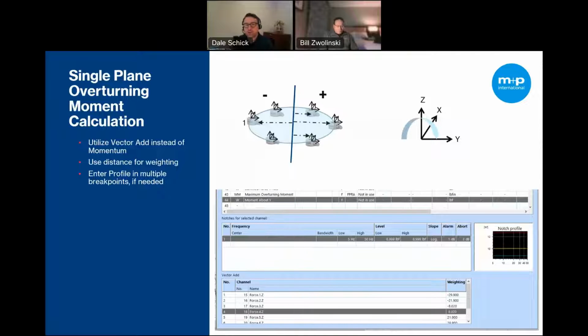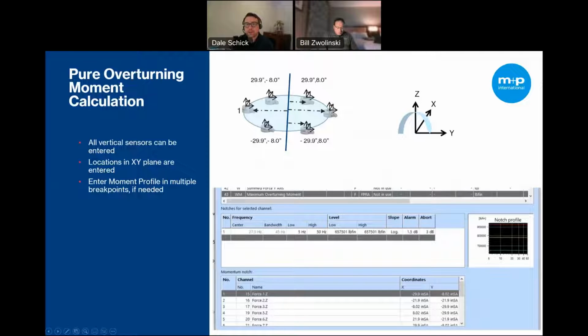For single plane overturning moment, or moment only in the axis of motion, vector add calculation can be applied. But instead of weighting with 1, we actually use the weighting based on the distances from the moment datum. And this can give you calculated moment in the direction of excitation. To automatically calculate overturning moment for any vector of motion, the moment channel calculation is used. For this, you must enter the Cartesian coordinates about the center for the mode, but the limiting function will be applied to the true overturning moment of the system.